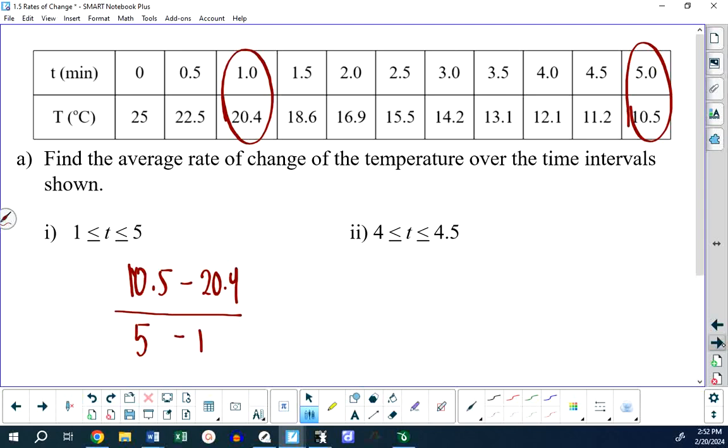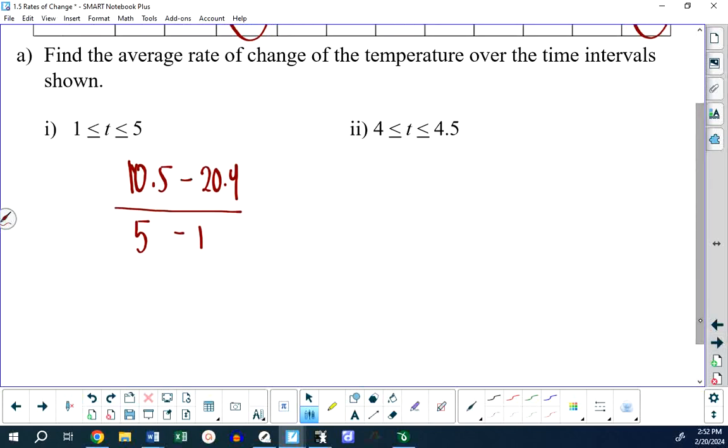2.475? Okay. And it's negative. Negative 2.475 degrees Celsius per minute. So if you're familiar with the concept of cooling objects, the temperature doesn't go down linearly. The temperature goes down as an exponential function. It's a decreasing exponential function that we talk about in Math 30.